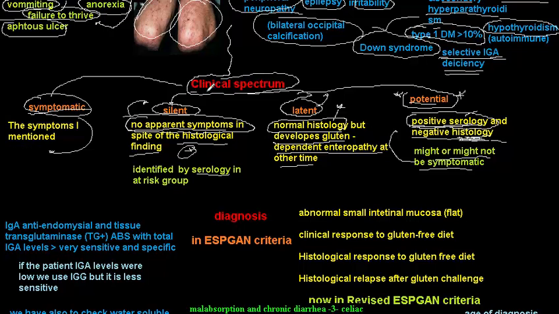So these are the clinical spectrums of celiac disease: symptomatic; silent celiac disease, positive histology without symptoms; latent celiac disease, negative histology, but at some point in your life you develop celiac, okay. And potential celiac disease, you have positive serology but you have a negative value of the confirmative test, which is the histology of the celiac disease.